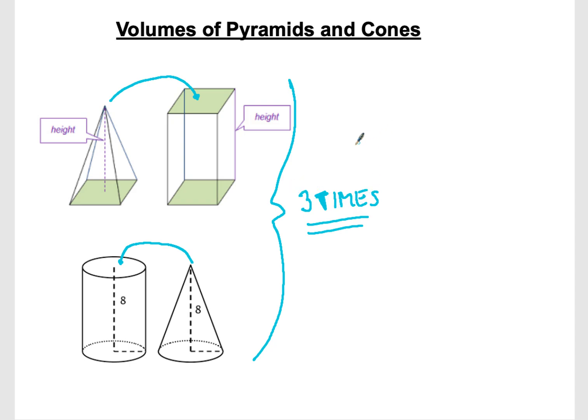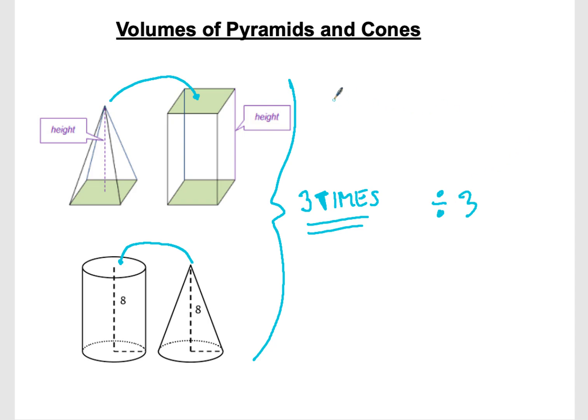Which means that to figure out the volume of a pyramid, of a cone, we just have to figure out the volume of the prism and then divide it by 3. Just divide it by 3. I made that look like a percentage. Divided by 3. That's it. That's all we got to do.